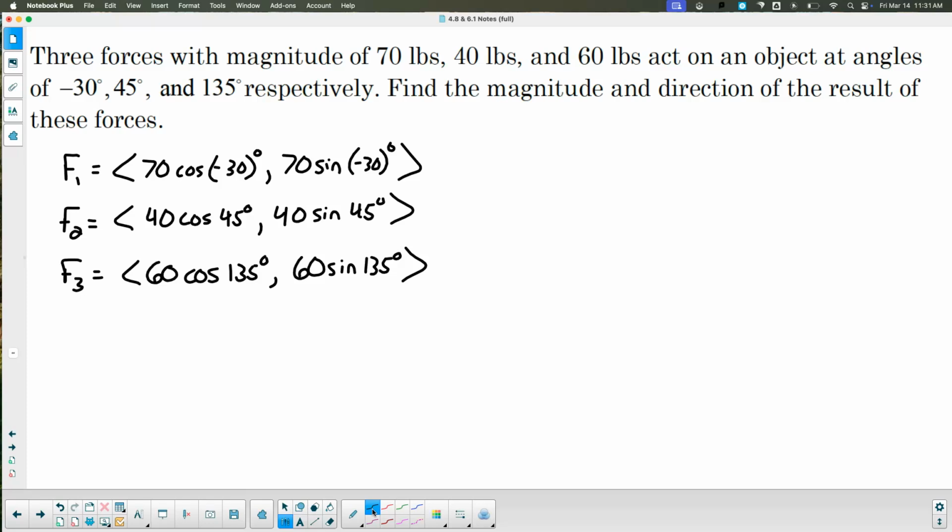Okay, so then this one's going to be cosine of -30, so that's going to be √3/2, so that's going to be 35 square roots of 2. Sine of -30 is -1/2, that's going to be -35. This one's going to be 20. Oops, hold on. This shouldn't be square root of 2. That should be square root of 3.